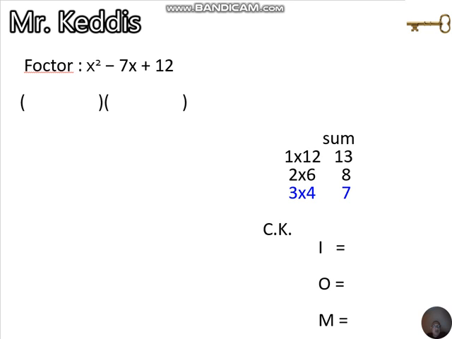To factor x squared minus 7x plus 12. Here, first means x times x, I get x squared. 12 could be 1 times 12, 2 times what I get 12, 3 times what I get 12. Please go in order. 1 and 12, the sum is 13, the sum is 8, the sum is 7. Because the sign is positive, I look under the sum. Which two numbers give me 7? 3 and 4.